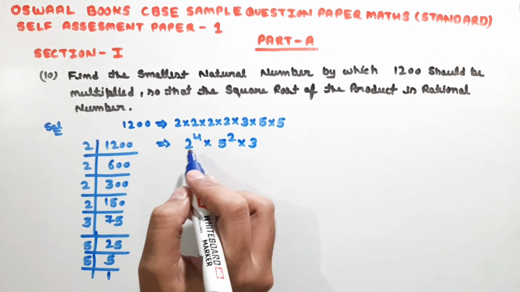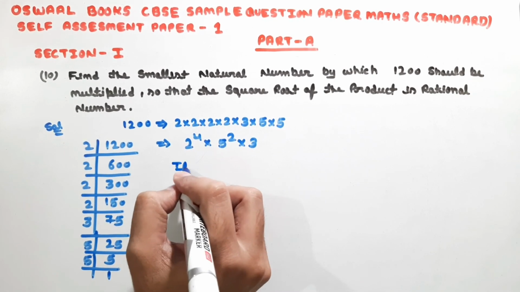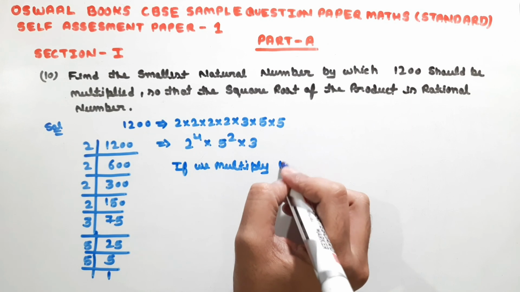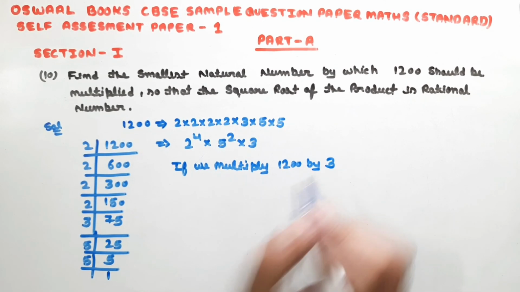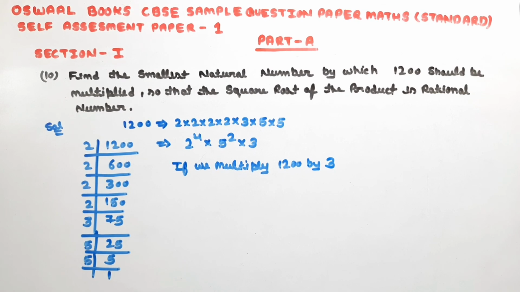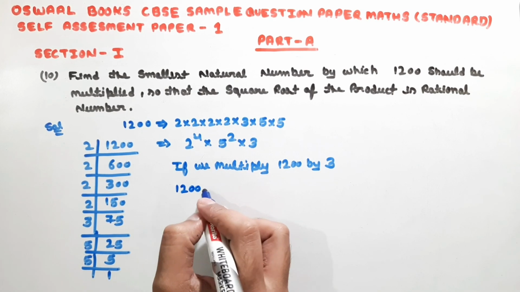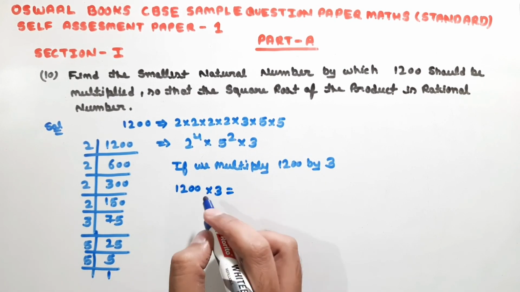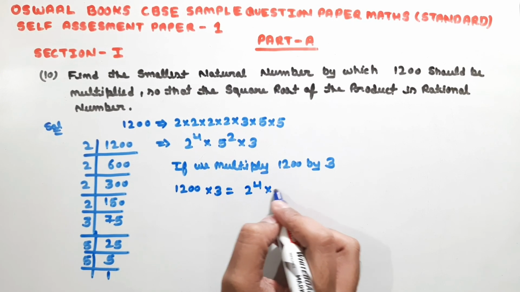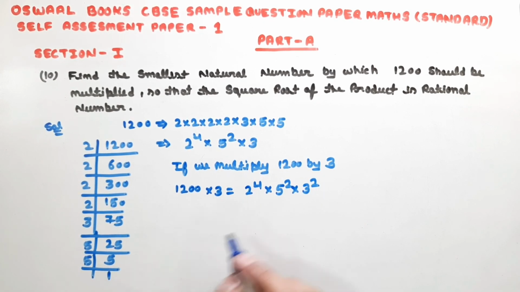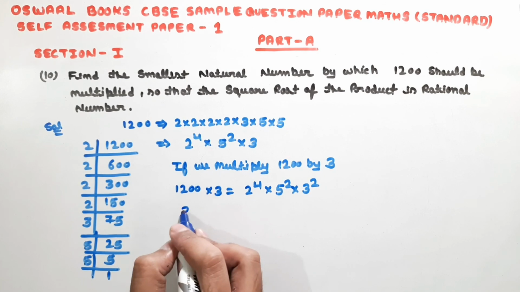Now if we multiply 1200 by 3, then the number we get will be a perfect square. So if we multiply 1200 by 3, then the prime factorization will be 2 to the power 4 into 5 square into 3 square. Now this is 3600.